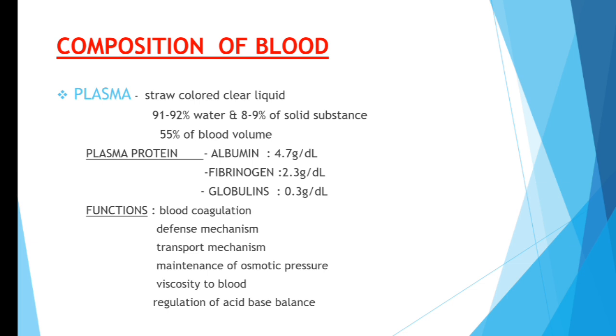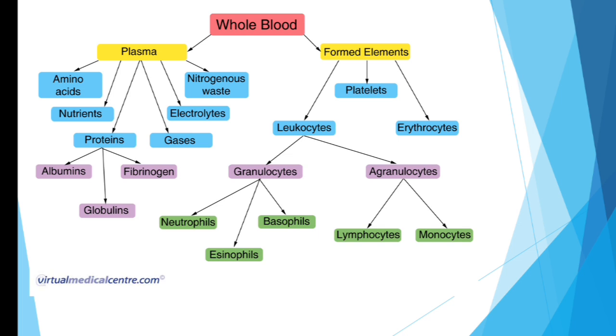acid base balance regulation. This is the chart in which the composition of blood is explained: the whole blood is divided into plasma and formed elements. Plasma includes some organic and inorganic substances like amino acids, nitrogenous wastes, nutrients, electrolytes, proteins, and gases. Proteins are further divided as discussed before. The formed elements are the blood cells. We have RBCs, WBCs, and platelets.